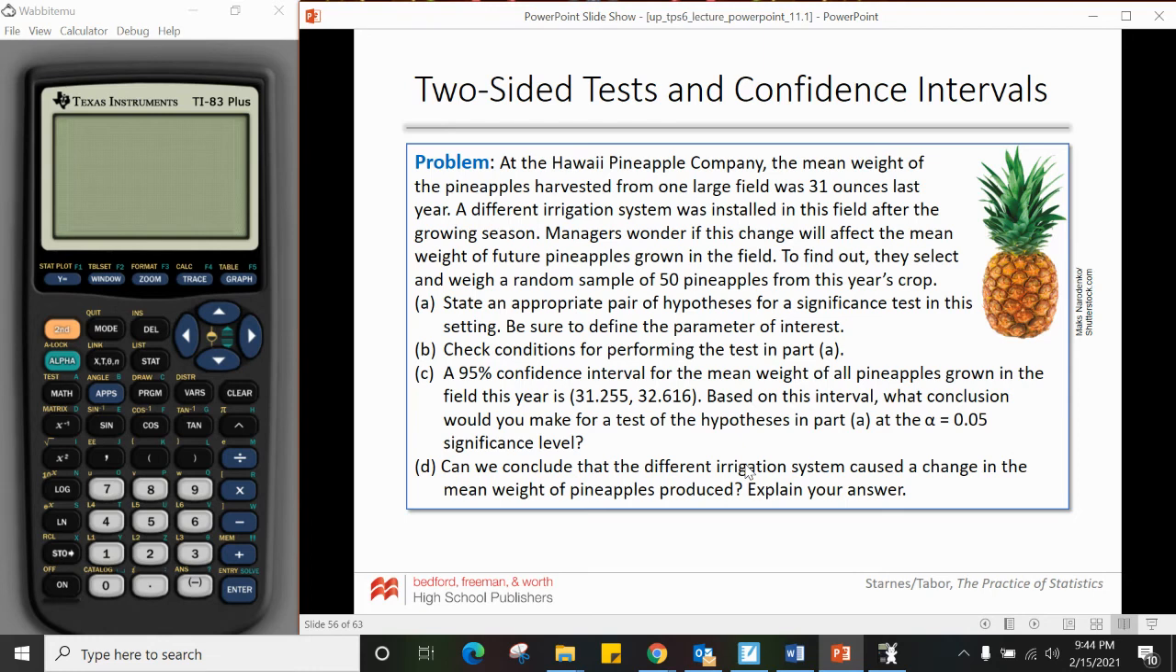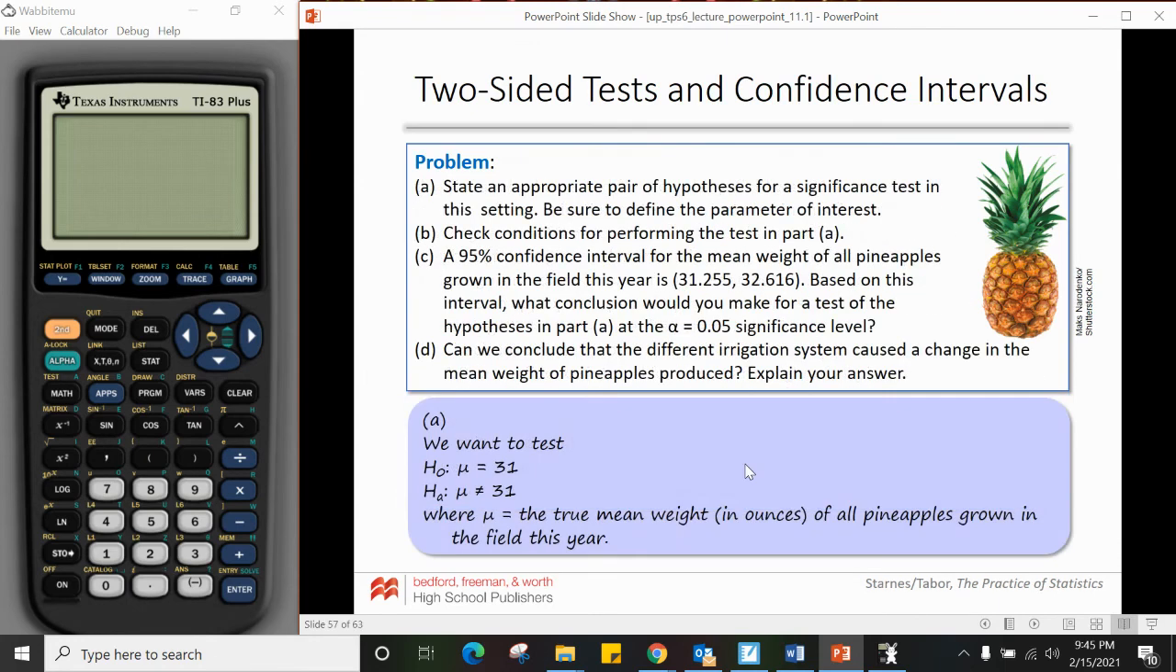Let's look at another problem. At the Hawaiian Pineapple Company, the mean weight of the pineapples harvested from one large field was 31 ounces last year. A different irrigation system was installed in this field after the growing season. Managers wonder if the change will affect the mean weight of future pineapples grown in the field. To find out, they select and weigh a random sample of 50 pineapples from this year's crop. And there are parts A, B, C, D. We'll just go through them as they come up.